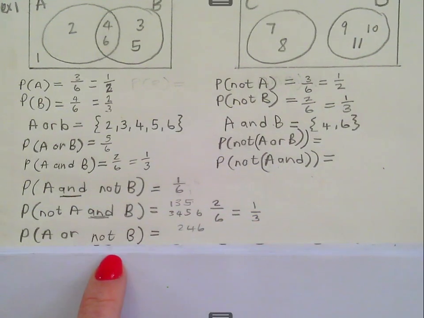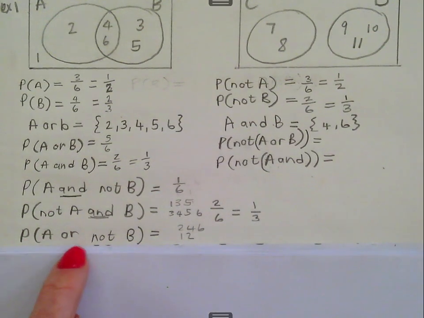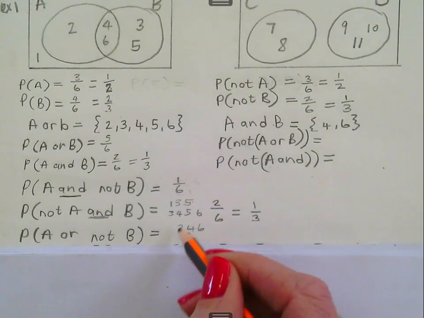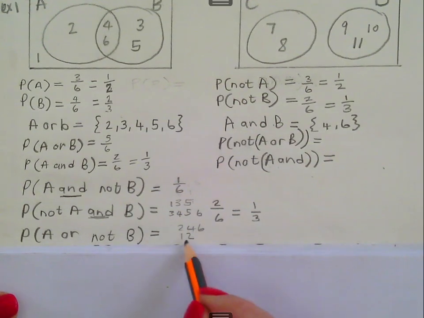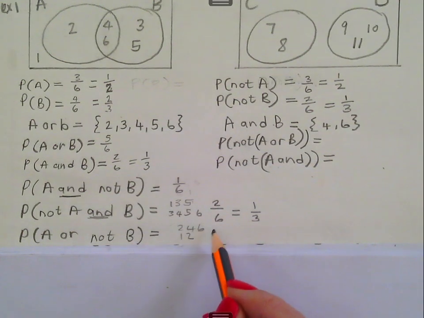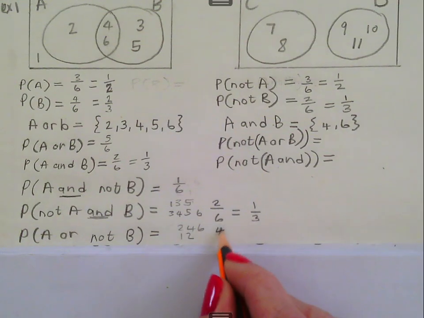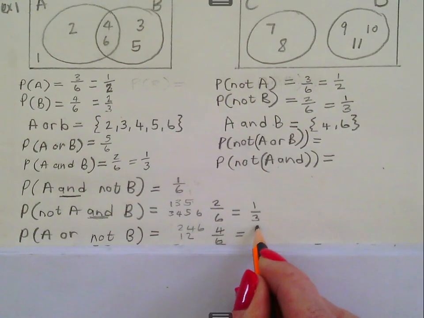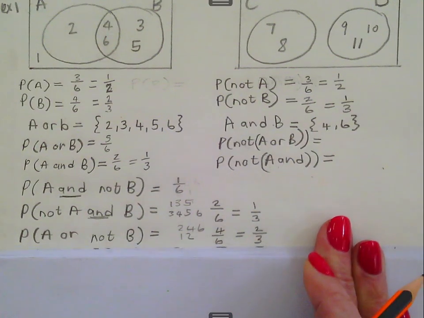Who is not in B's circle? Now, when we take this probability and it's "or": if it was "and", we would have chosen 2 and just 2, because it's in both. But when we choose "or", we must have everything there. But 2 is repeating there, so we can't have 2 twice. So it's going to be 1, 2, 4 and 6. Does that make sense? So what's the probability of getting one of them? 4 over 6, which can be simplified to 2 over 3. Do you all understand that?